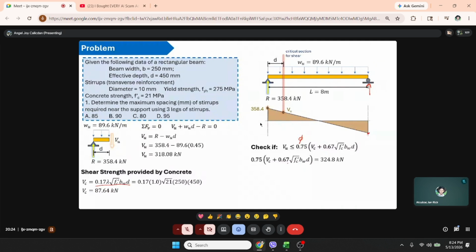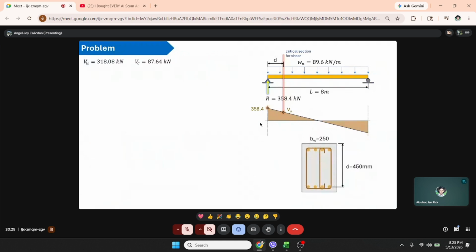So, substitute the VC we got, FC prime, and the given width and depth. The value is 324.8. Then compare to VU. VU is smaller. Therefore, the dimensions are adequate. So, copy, we have everything. Next, we need to check if VU is greater than or equal to VC.